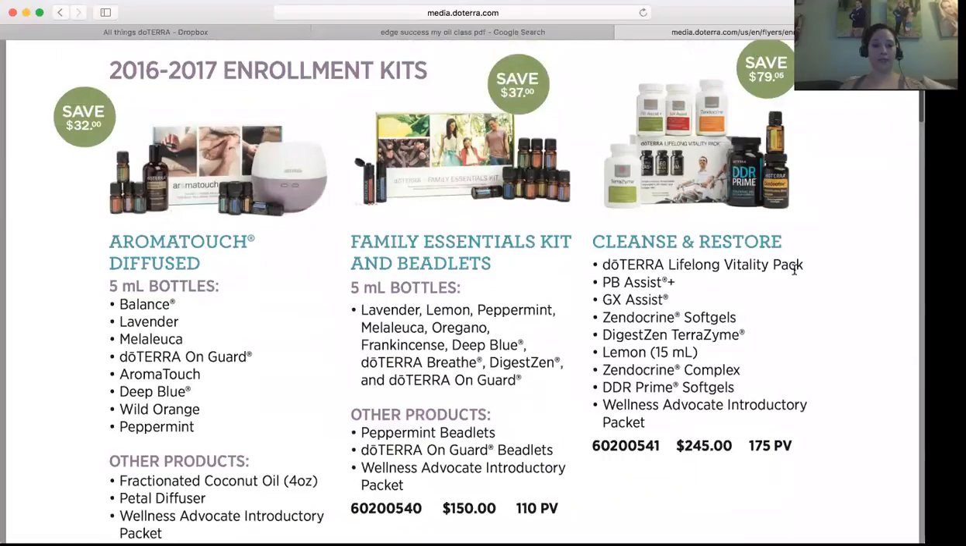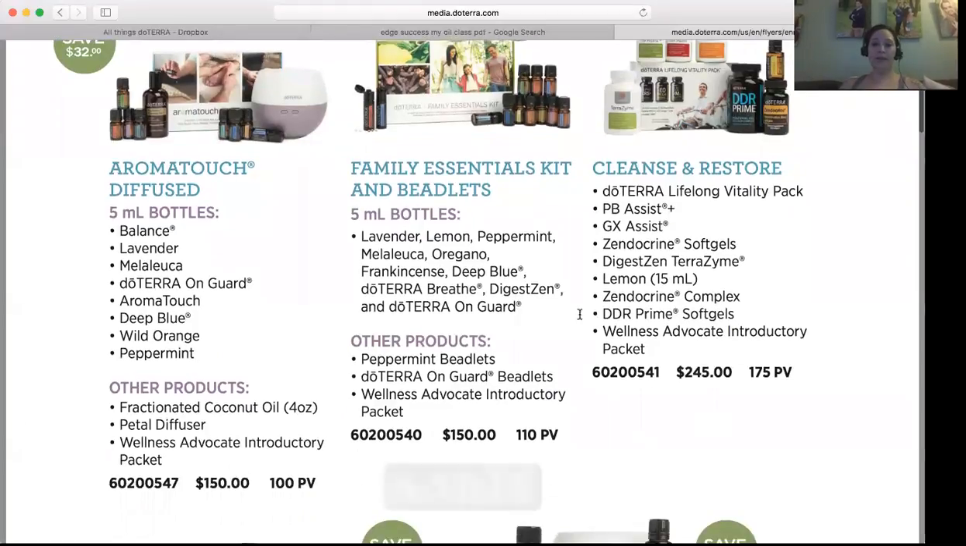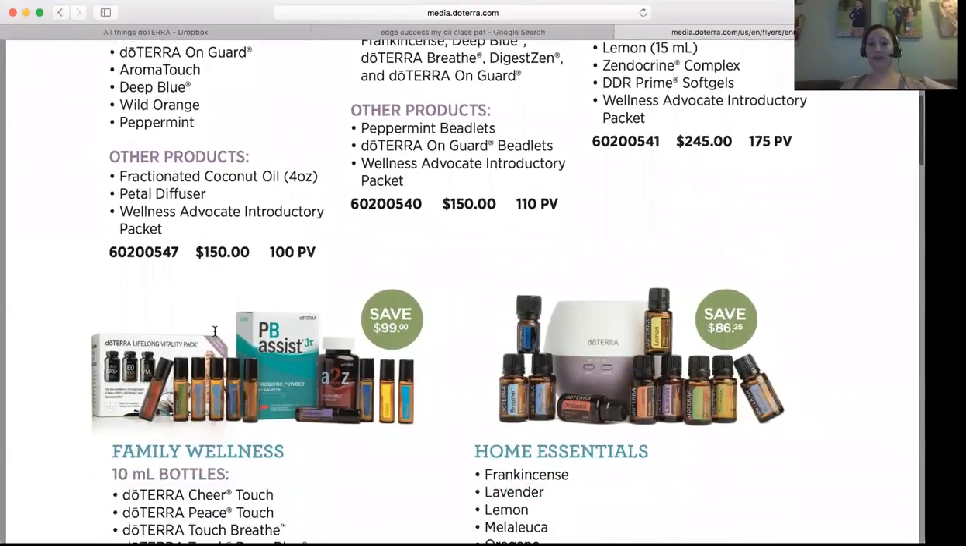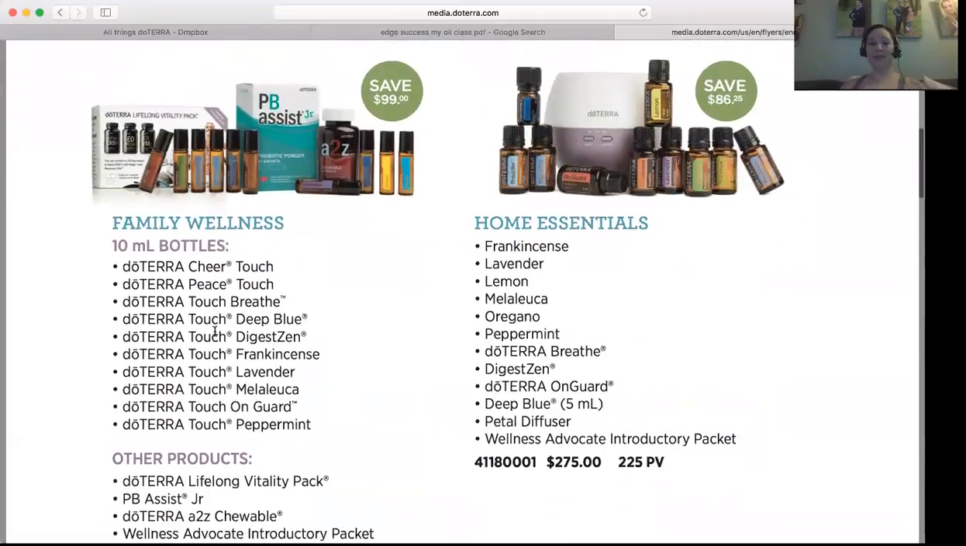I say there's these 3 kits here that are amazing. The Cleanse and Restore is for someone who I get on when they do a detox. These are the items that I get them to do for me. The Family Essentials kit I love because it's all the oils that I put in my travel bag. And the same with the Aroma Touch Diffuse, along with the fact that I do the Aroma Touch monthly on my family. I wish I did it weekly, but I do it monthly.